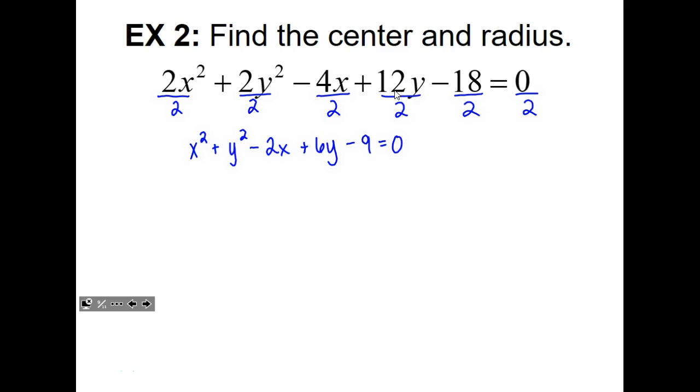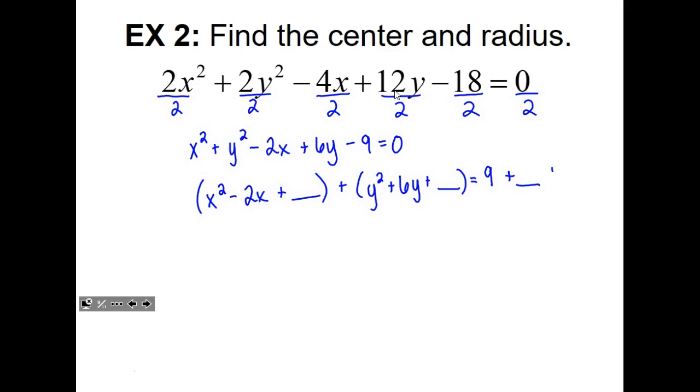So this now looks a lot more like what we had. We're going to group our x's together, group our y's together, and move the -9 over to the other side. So we'll have x squared minus 2x plus blank, plus y squared plus 6y plus blank, equals, that 9 is going to be positive when I move it to the other side, and I'm going to put a plus blank plus blank.